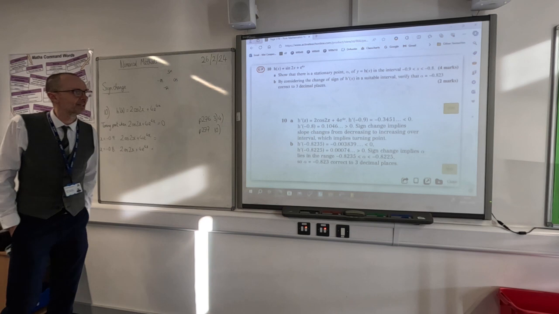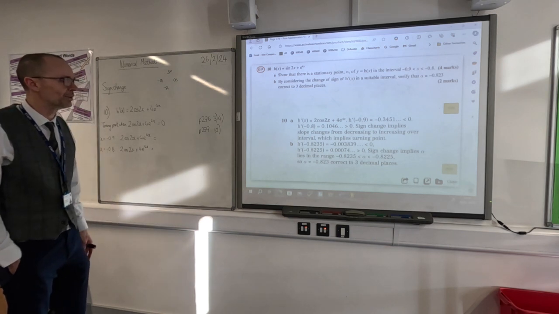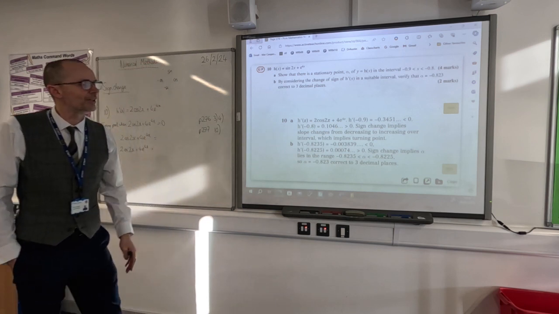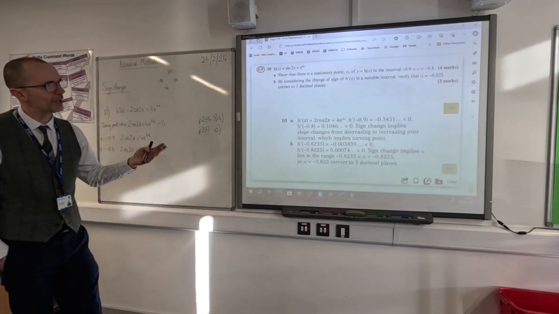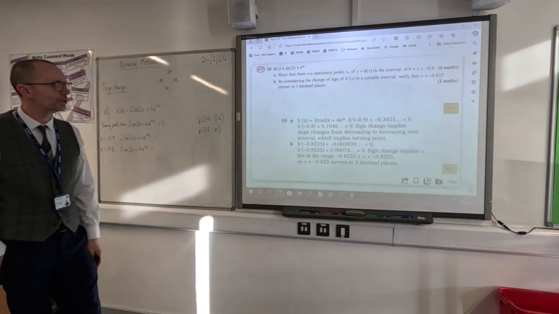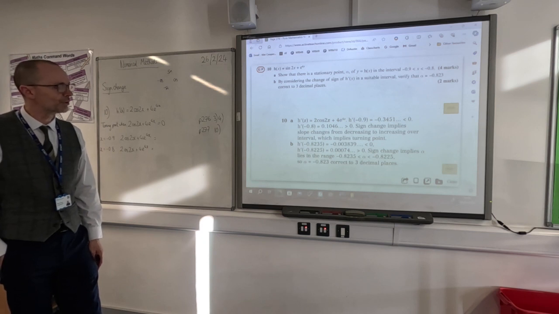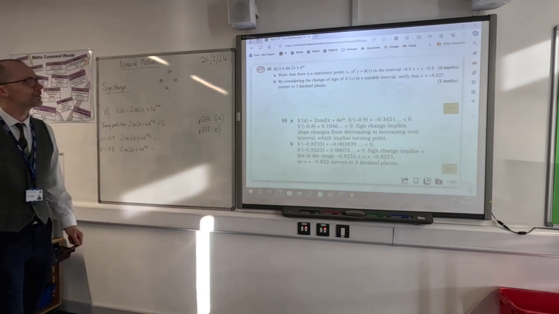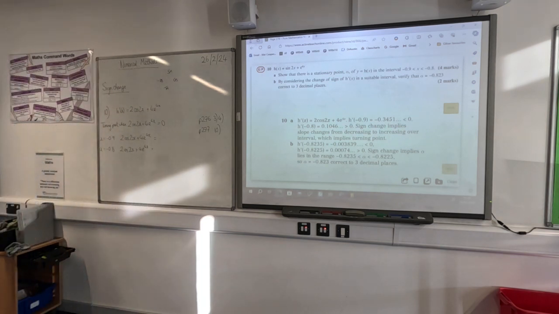Sign change implies that there is a turning point between those two values, and then to show that it's minus 0.823, we do minus 0.8235 and minus 0.8225. And again, sign change indicates that the stationary point, the turning point, is somewhere between those two. Okay, so sign change, the first step, is pretty much as GCSE, with the exception of the little error interval thing.